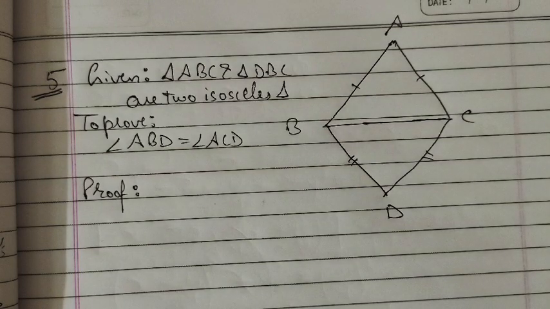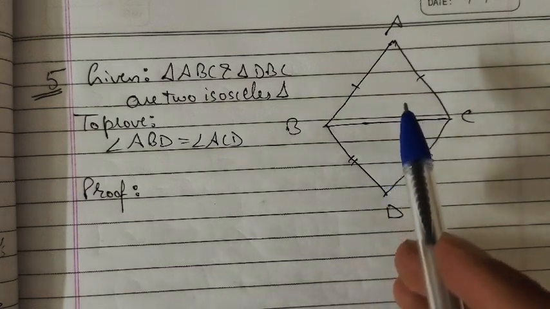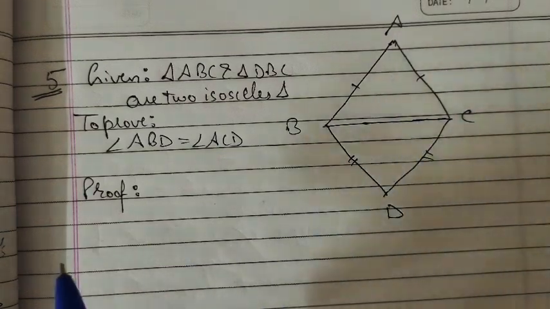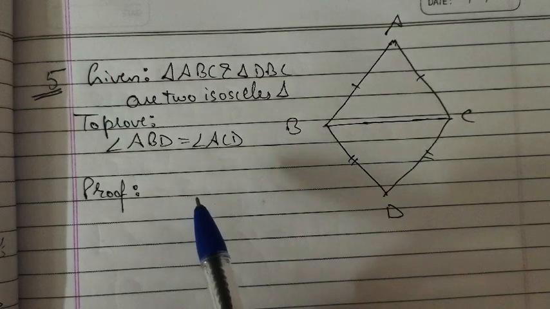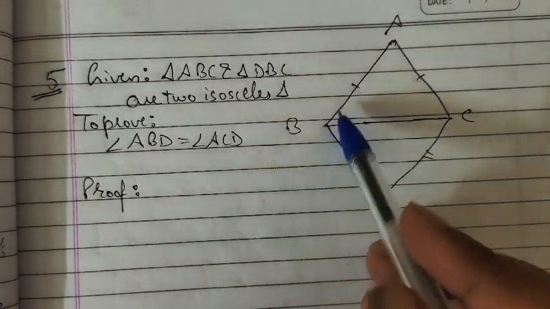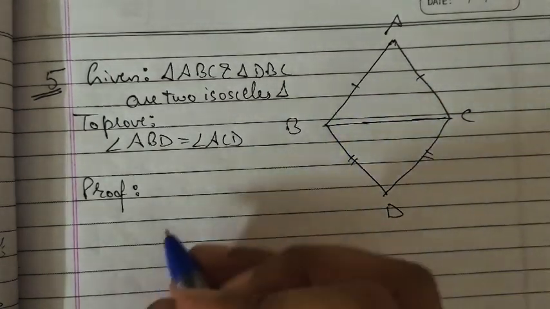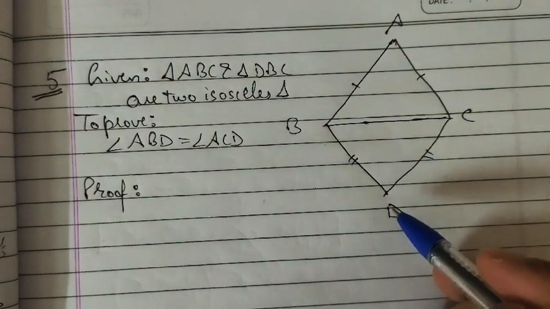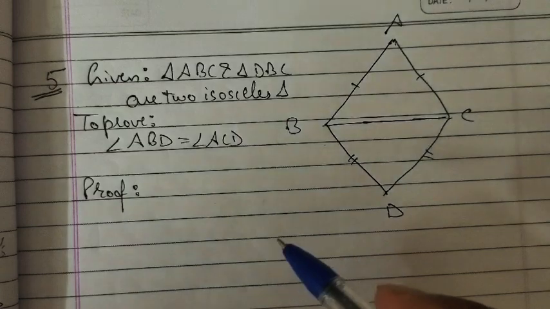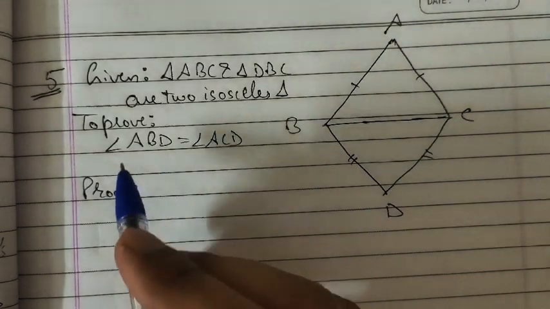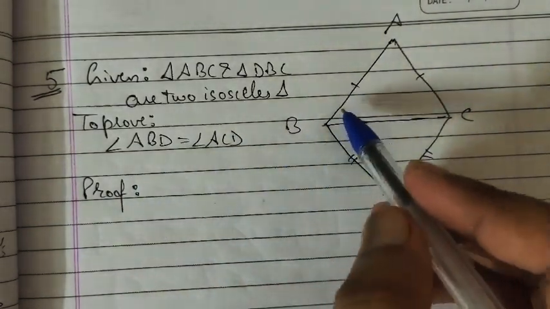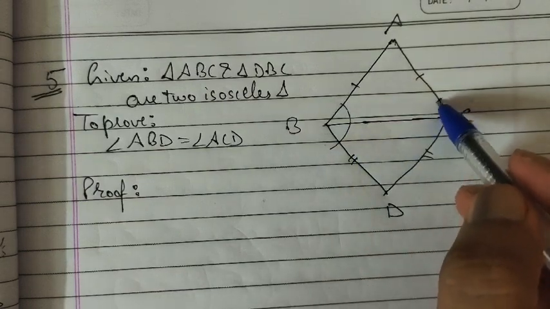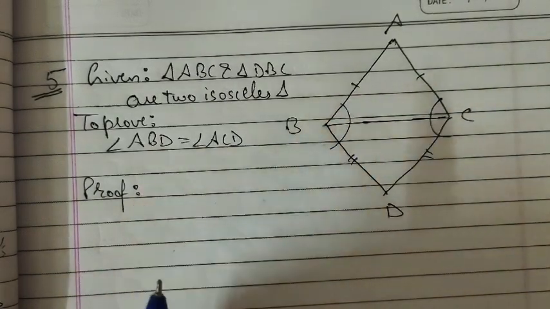Coming back to next question, question number 5. In this question it is given that ABC and DBC are two isosceles triangles. So exercise 7.2 we are talking about. That means AB is equal to AC and BD is equal to CD. In an isosceles triangle, two sides are equal. So we have to prove that angle ABD, this whole angle, is equal to this whole angle.